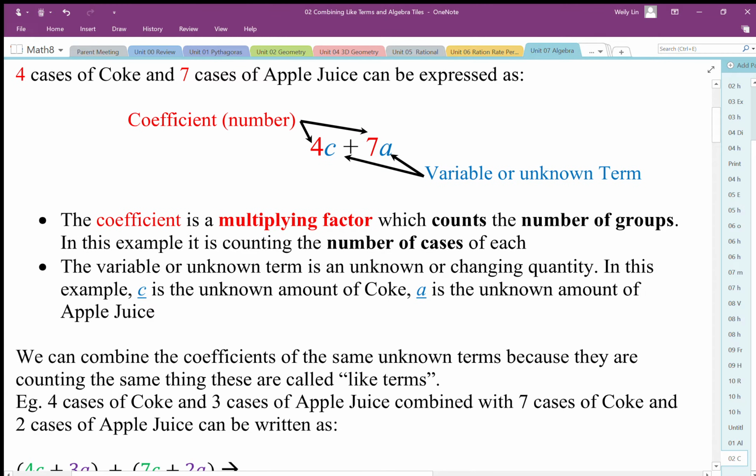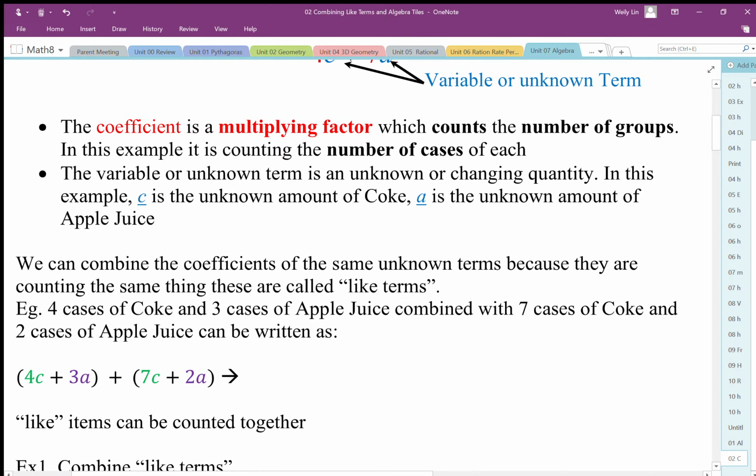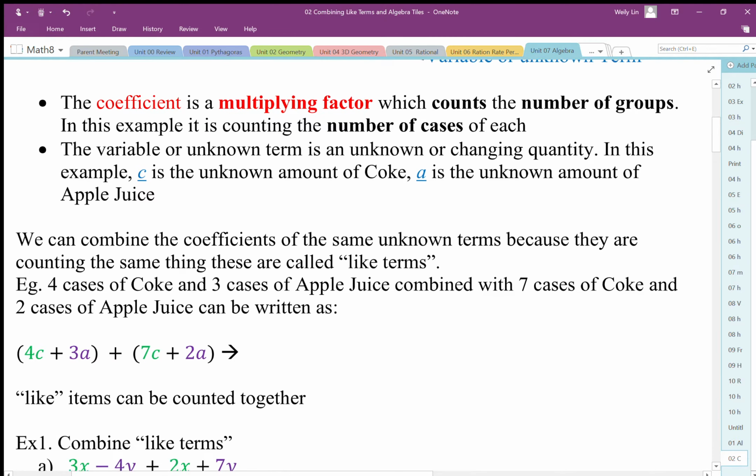The variable is the unknown term, and it could be the unknown or it could be the variable quantity, and this tells you the amount of Coke or the number of cans of Coke or some numerical quantity that it does represent. And we can combine coefficients of the same unknowns because they are like terms, and essentially they're like terms because they're counting the same thing. And if we can count the same thing, we can count them together.